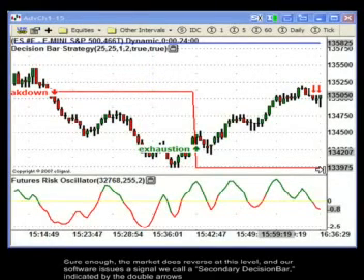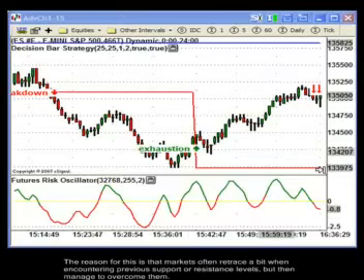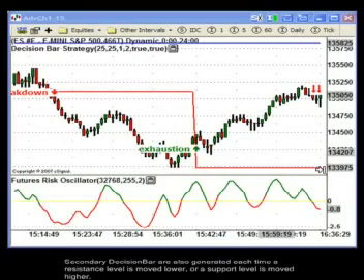Sure enough, the market does reverse at this level, and our software issues a signal we call a secondary decision bar, indicated by the double arrows. Secondary decision bars are not as powerful as primary decision bars and suggest possible reversals. The reason for this is that markets often retrace a bit when encountering a previous support or resistance level, but then manage to overcome them.